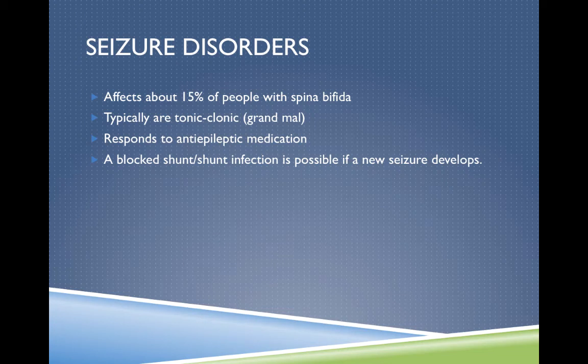And seizure disorders. They affect about 15% of people with spina bifida. They are typically tonic-clonic, which is considered a grand mal seizure. They are the type of seizures that involve a loss of consciousness and severe muscle contractions. They respond to anti-epileptic medication. And a blocked shunt or a shunt infection is a possible cause for a new seizure development.